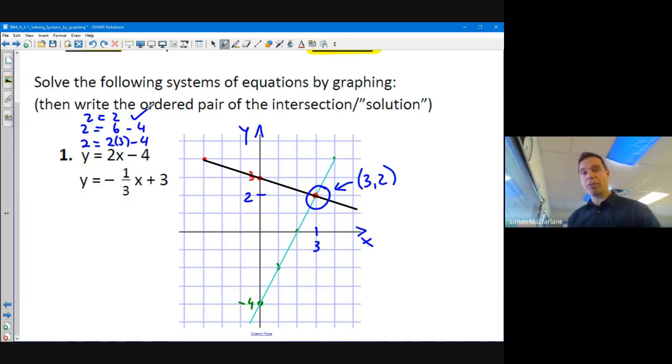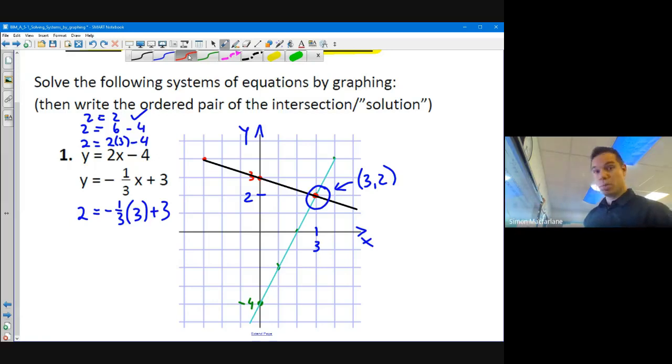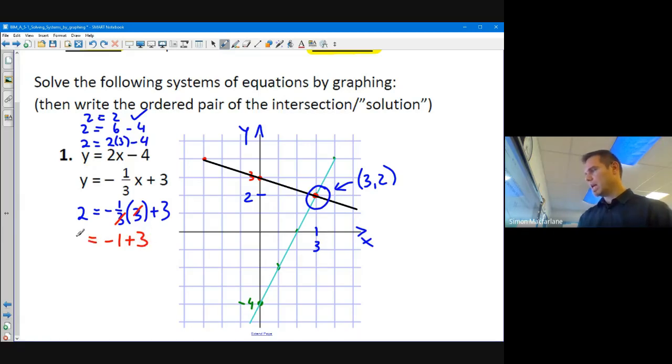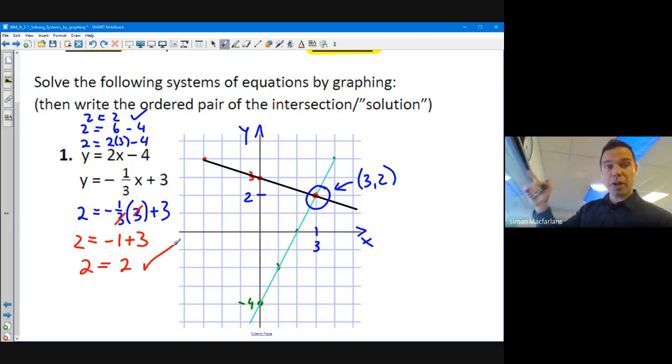Let's see whether we graphed right using the second one. Plug in 2 here is equal to -1/3 times 3 plus 3. 1/3 of 3 is 1, or you can cancel out these 3's, and then we get -1 plus 3. Does that equal 2? -1 plus 3 is 2. And 2 does equal 2. It is true for the first one, and it is true for the second one. All right, so therefore, this is our solution to the system of equations.